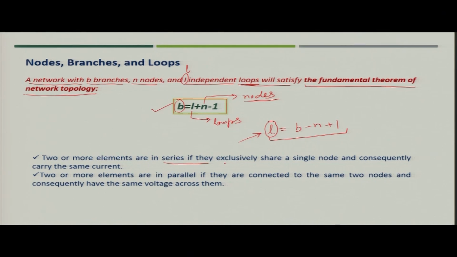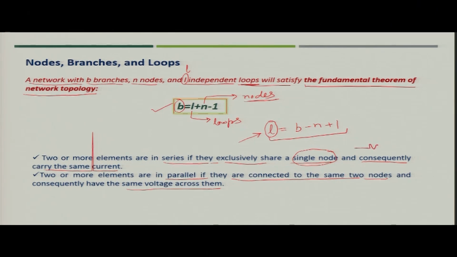Now, if two or more elements are in series, they exclusively share a single node, and you can say that they will carry the same current. We have also already seen this in the series and parallel circuit analysis: if the elements are connected in series, they will share a single node and they will carry the same amount of current. Now, if two or more elements are connected in parallel, then they are connected to the same two nodes and consequently have the same voltage across them.